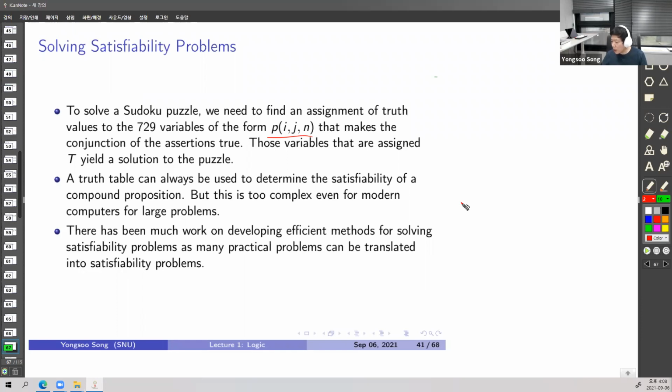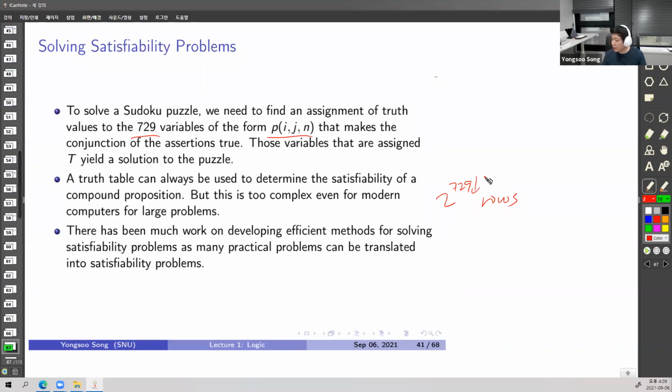But the problem is that since there are 729 variables, building a truth table for such a Sudoku puzzle is infeasible because there are 2 to the 729 rows in the truth table. Of course, since there are some values assigned, we can somehow reduce the number in the exponent, but still it's a very huge value.